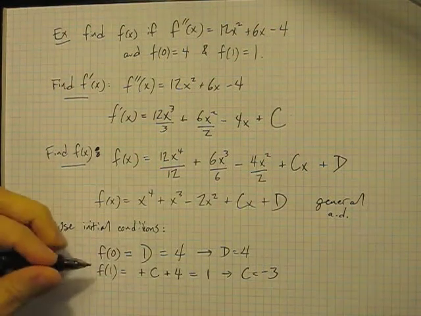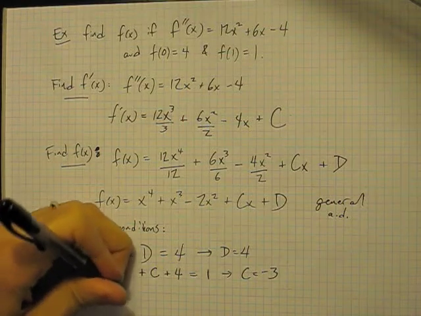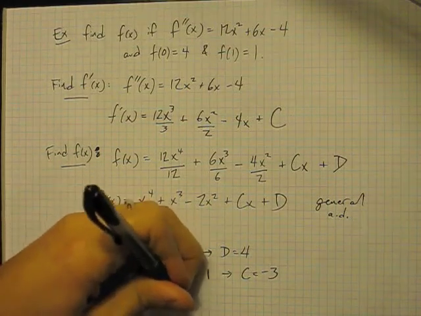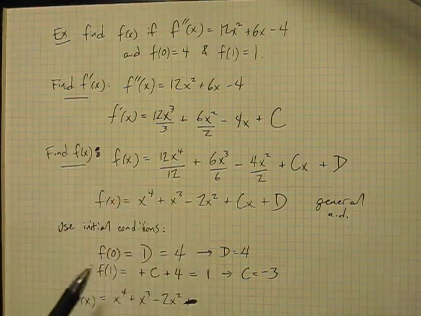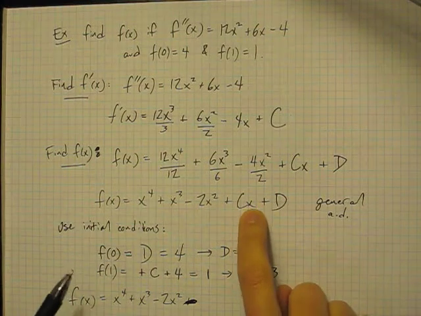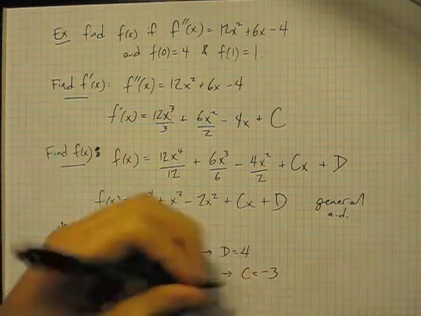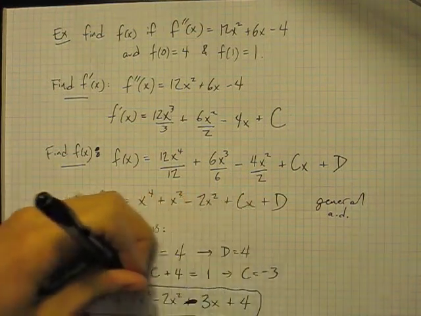Okay, now with all of that, we can write down our final answer: x to the 4th plus x cubed minus 2x squared, and then we have a minus. Wrote a plus there, but it's a minus. Minus c times x, so that's a 3x, and then d is equal to 4. So this is our answer.